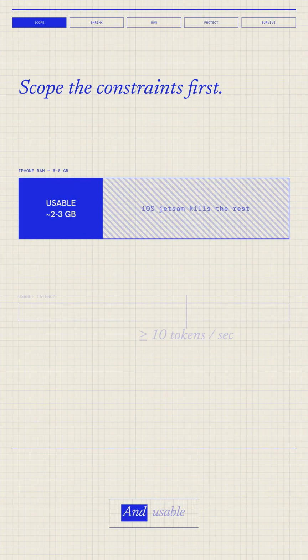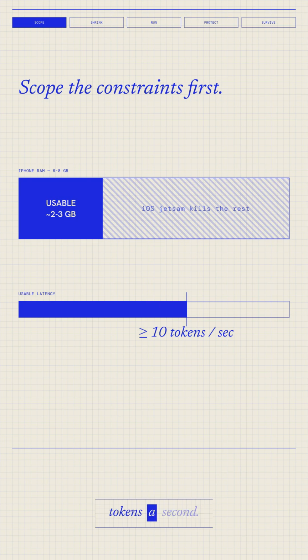Scope the constraints first. That alone signals seniority. An iPhone has 6 to 8 gigs of RAM, but iOS kills apps long before that. So your real budget is 2 to 3. And usable means at least 10 tokens a second.